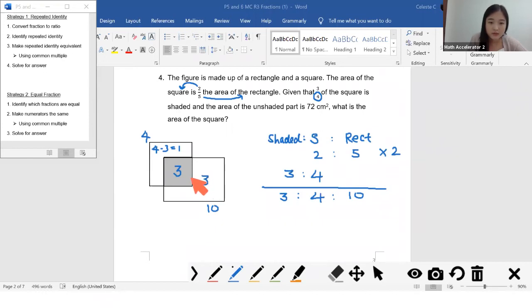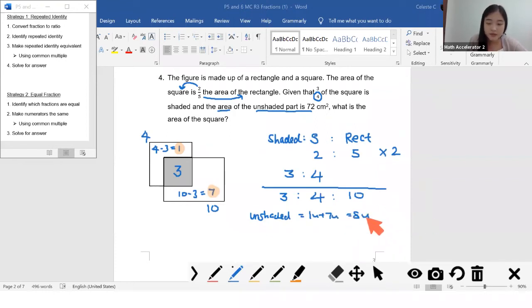So 10 minus your 3, 7. Right, so the area of the unshaded part is this 1 here and 7. So the unshaded portion of the figure is 1 unit plus 7 units, 8 units.